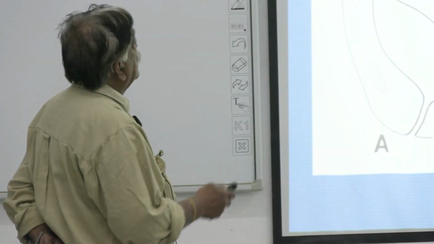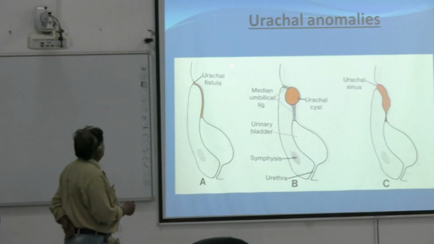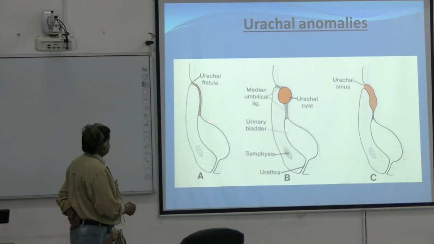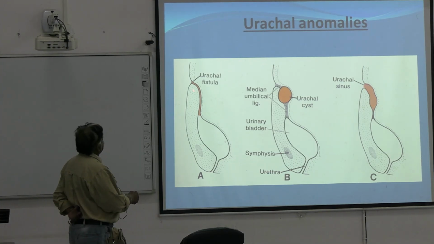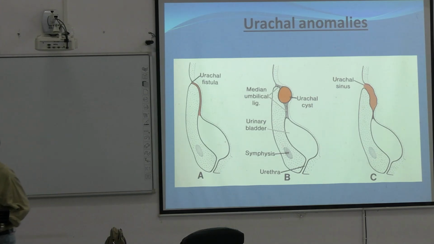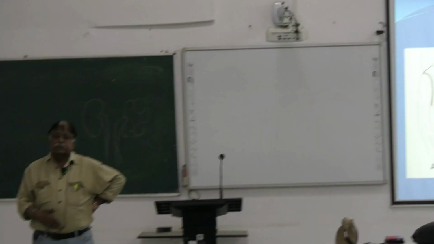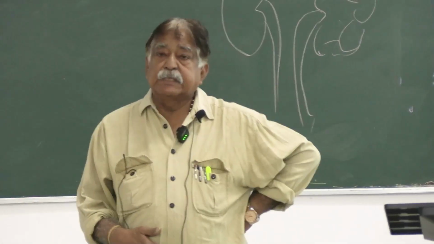Next. Now, urachal anomalies, urachal fistula. This is the median umbilical ligament, the urachal cyst, and the urinary bladder is here. And the sympathetic fibers, the urethra. Now, urachal sinus, and in the urachal fistula, the patient comes saying, I feel some watery discharge over here and I can see it.